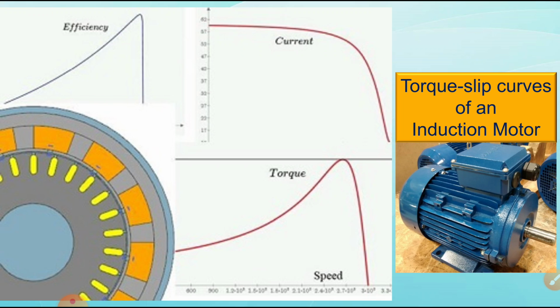In this class, we are going to analyze how the torque is developed, and what factors it depends on. What is the relation between torque and speed, its curve? At the same time, what is the relation between torque and slip? Let us see one by one in detail.